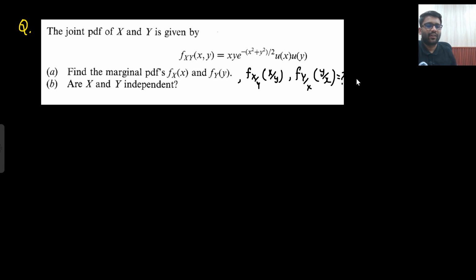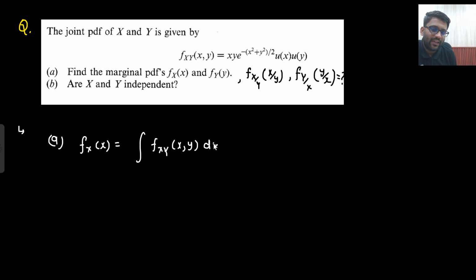f(x) of x I need to find. So what was the formula of f(x) of x? Do you remember? If the joint PDF is given, how will you find the marginal PDF? Sir, the joint PDF is given. So what I would do, I will put the limit of y. What it will do is that it will kill y completely in this particular expression and only x will be left. Now let me know what will be the limit of y.